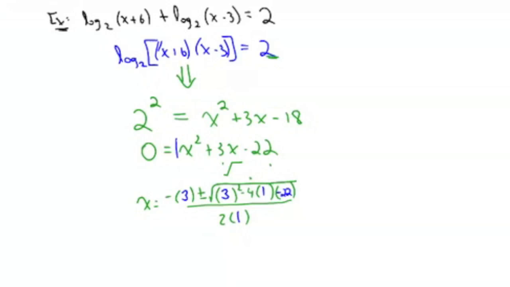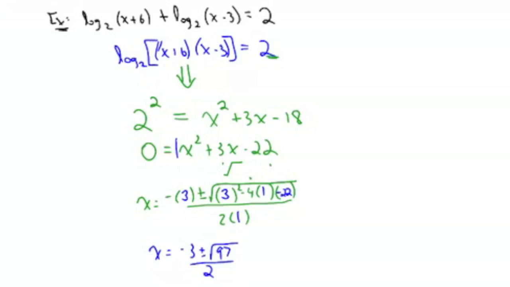And then simplify this as much as possible. Oh, let's see, that's 9. That's 88. 88 plus 9 is 97. So this is x is equal to negative 3 plus or minus the square root of, what did I just say, 97? 97 all over 2. All right, I need the decimal answers because I have no idea what that's equal to.